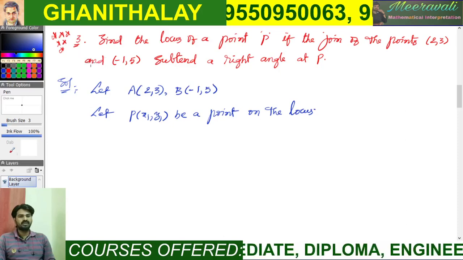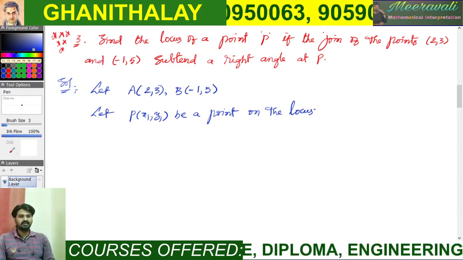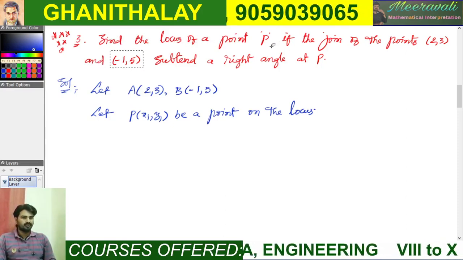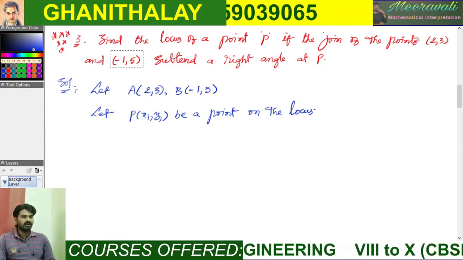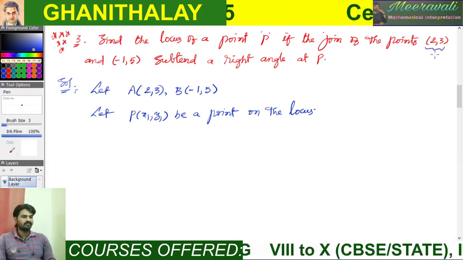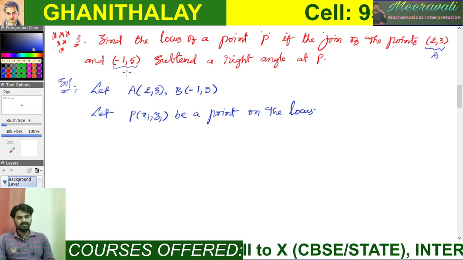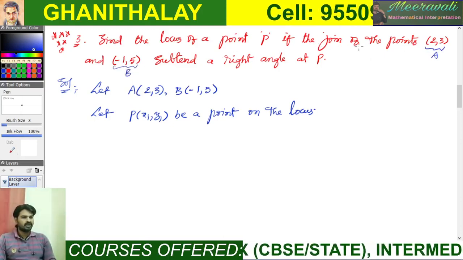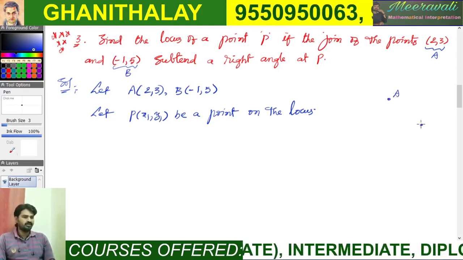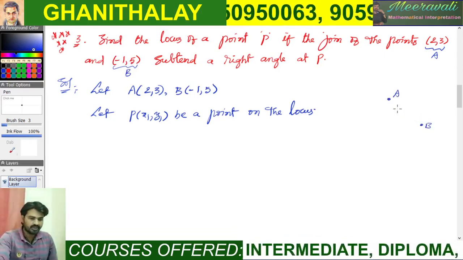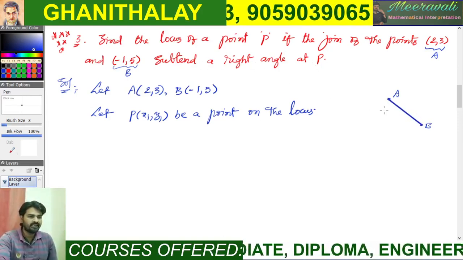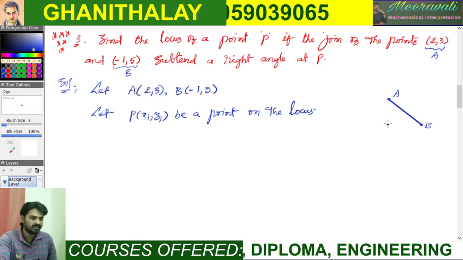Next we are going to write here. Read the given problem carefully. Find the locus of a point P if the join of the points A and B, this is A and this is B. Suppose if you join point A and point B, this will subtend a right angle at P. Suppose a point P will be there here.